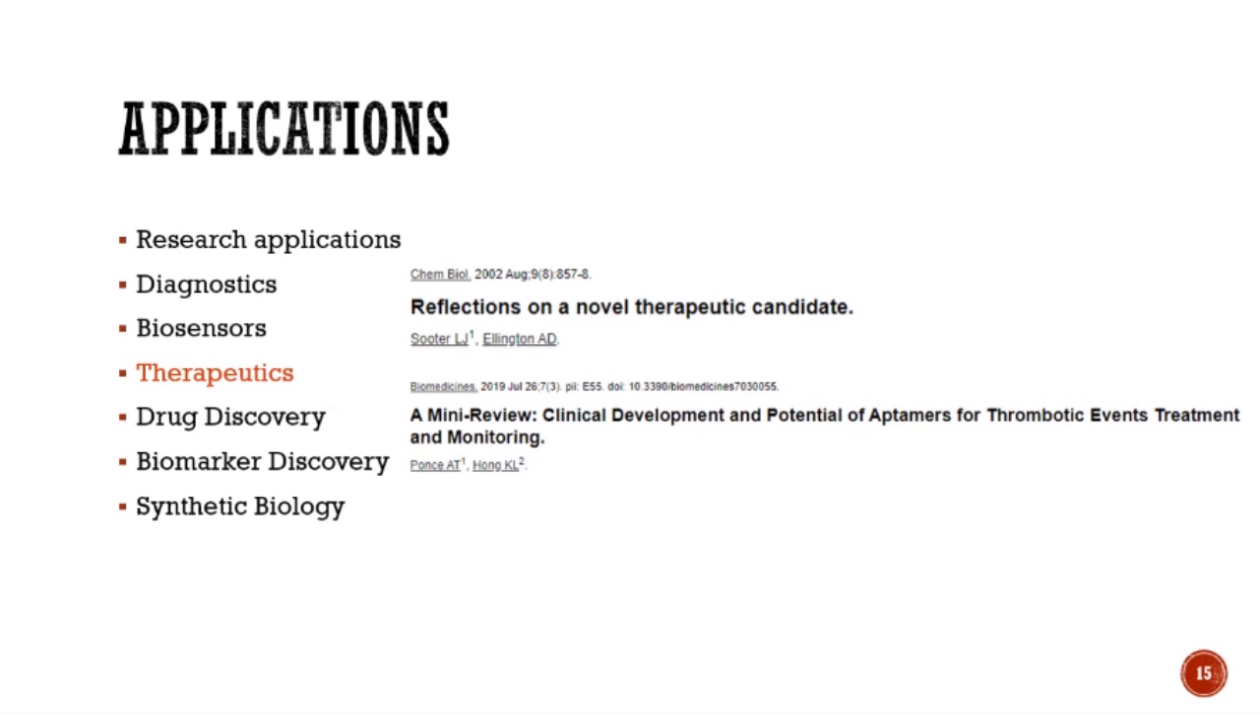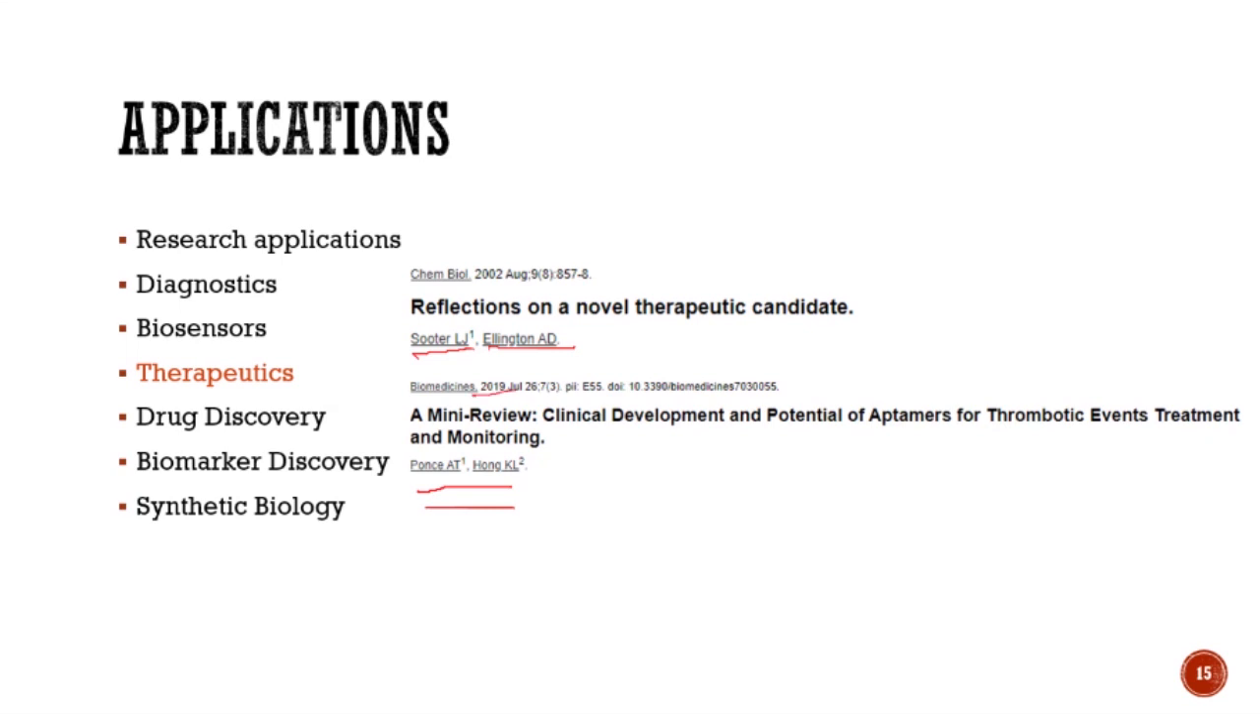And here in 2002, Dr. Ellington with his student at the time, Dr. Lisa Suter, published an article talking about novel therapeutic candidates in various fields. 2002 seems a very long time ago for you guys. For me, it wasn't that long ago. It feels like, okay. Anyway, more recently, we're talking about 2019, last year.